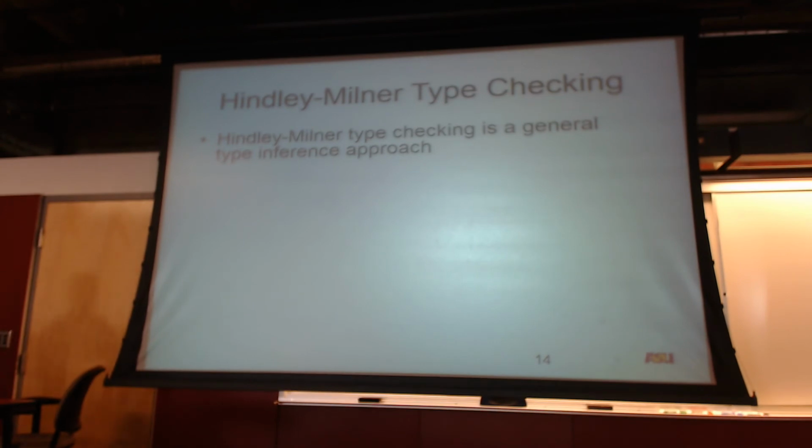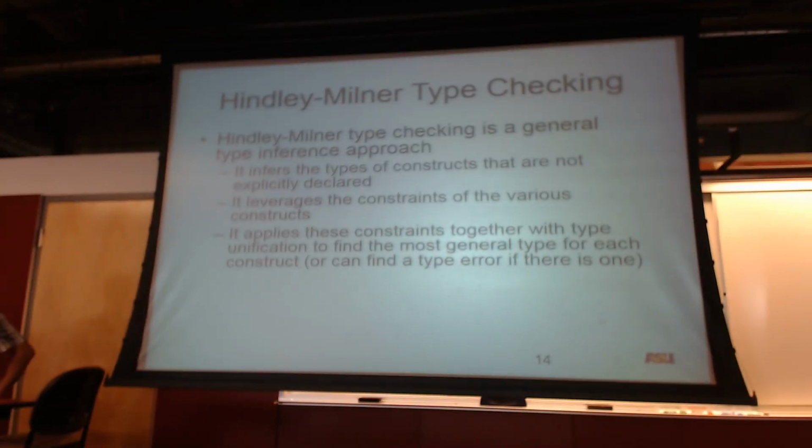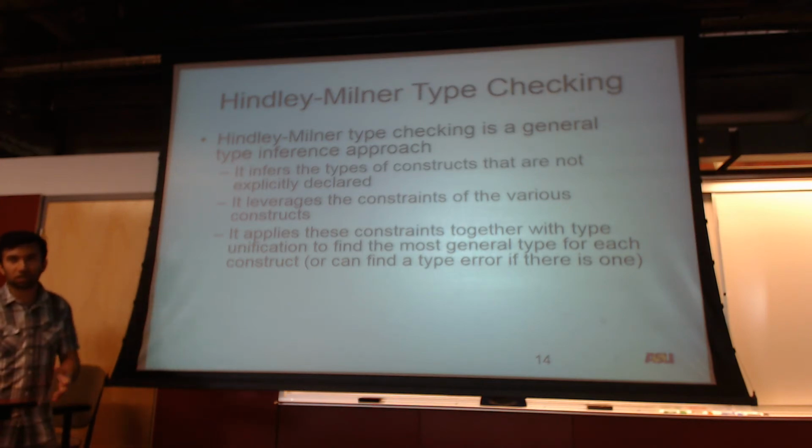So HM type checking is a general type inference approach. It infers types of constructs that are not explicitly declared. It leverages the constraints on the various constructs, and then it applies these constraints together with type unification to find the most general type for each construct. So now there are two concepts. One concept is that there are certain constraints on types. Constraints means if you have an array, the index should be int. There is one constraint. We'll see what other constraints there are.